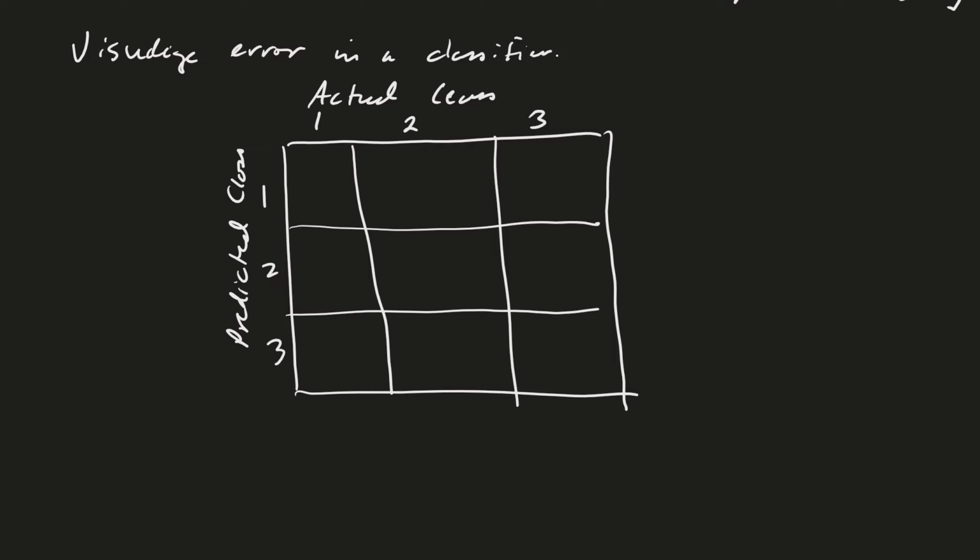Okay, and then we had some numbers: 23, 12, 7, 11, 29, 13, and 4, 10, 24. Okay, and so how should we read this? This is, by the way, called a confusion matrix.